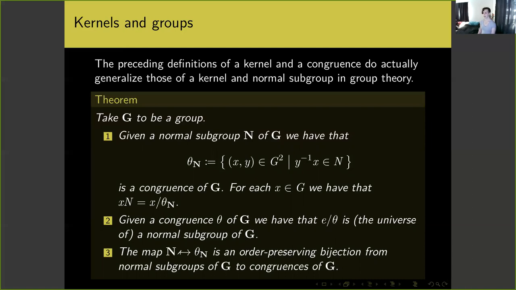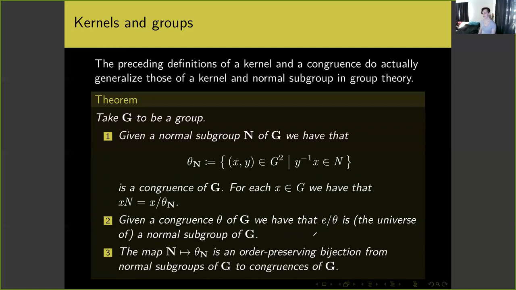So the map that takes a normal subgroup and maps it to that congruence, theta N, is actually an order preserving bijection from normal subgroups of G to congruences of G. And we can get an inverse map by sending the congruence theta back to the equivalence class of the identity element mod theta, or back to the subgroup of G which has that set as its universe, if you want to be really, really persnickety.